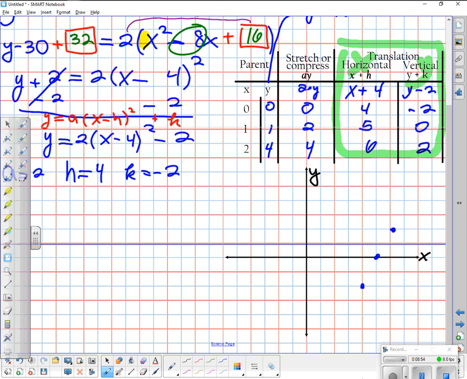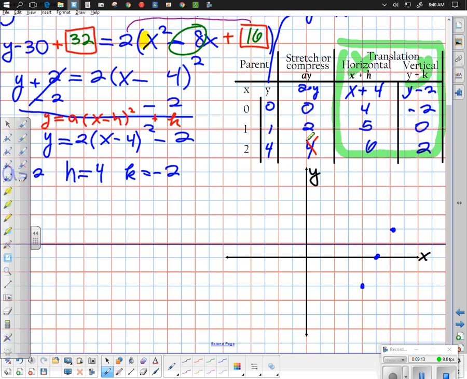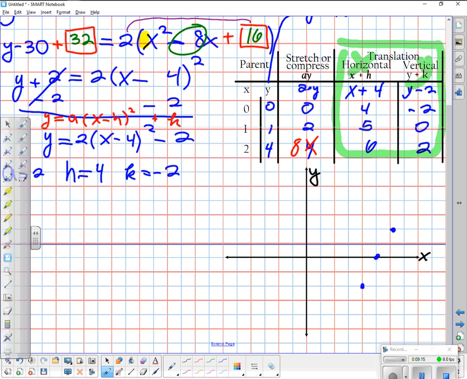I'm sorry, there's a mistake right here. If you take all the y values multiplied by 2, 2 times 0 gives you 0, 2 times 1 gives you 2. Now, 4 times 2. So this should not be 4, this should be an 8, because 2 times 4 will give you 8. Now, if that changes, this will change.